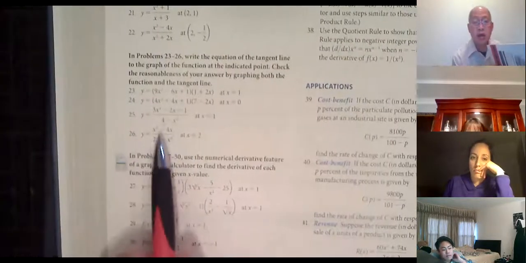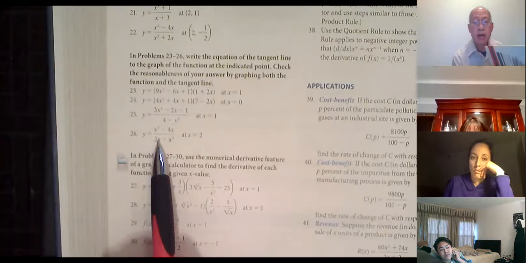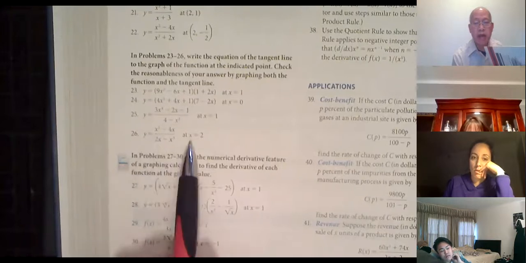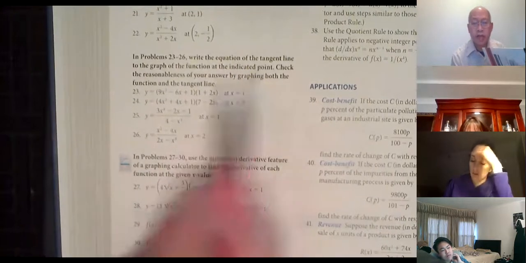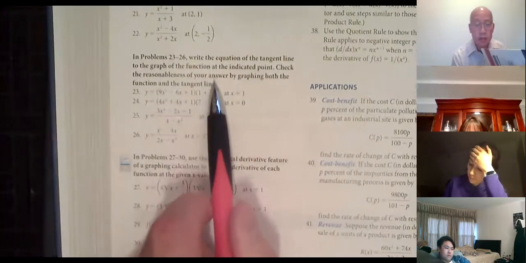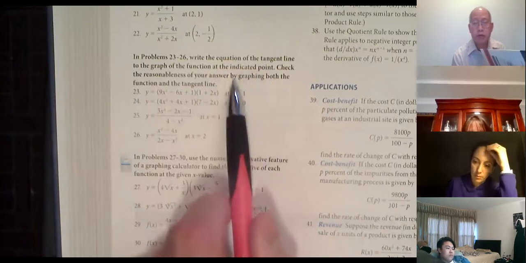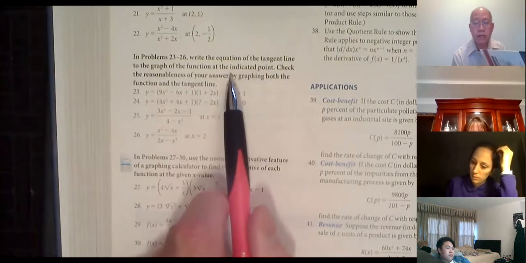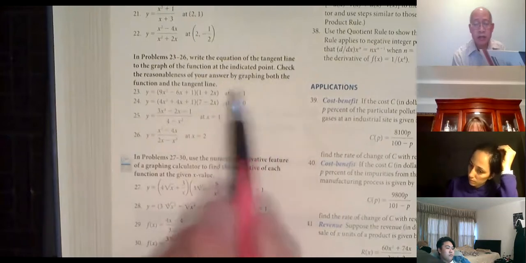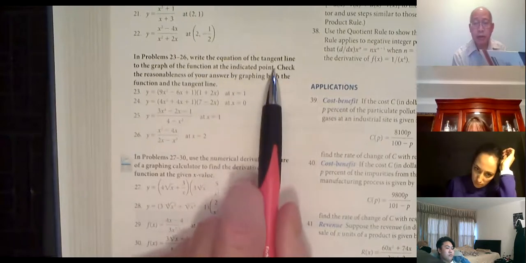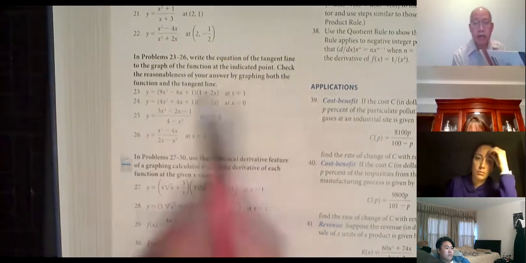Then let's see, 26. Y equals blah, blah, blah, at x equals 2. Write the equation of the tangent line. So same business. We know what to do. Find the slope. Plug in y minus y1 equals m times x minus x1, and skip all the graphing stuff. So stop at the point and forget about check, whatever.